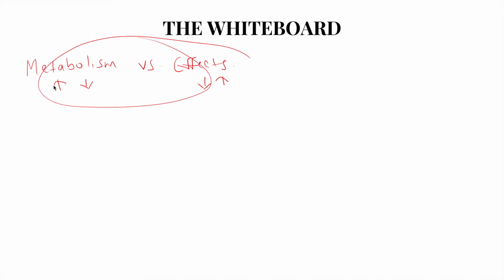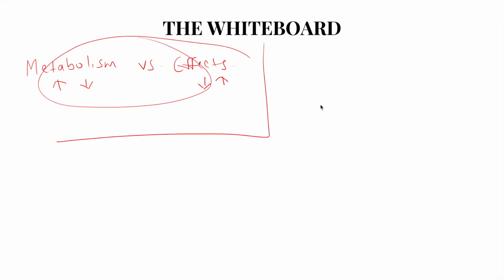So remember, in the whiteboard, we're going to talk about two major things. First of all, the relationship of metabolism versus effects. So if this is increased, this will be decreased. If metabolism will be decreased, the effects will be increased. Remember that for any drug interaction, to remember patterns.